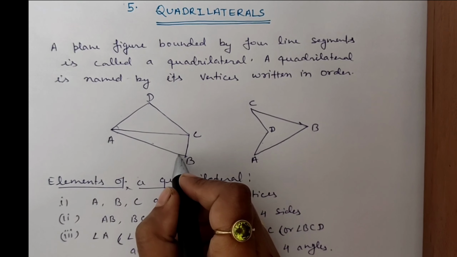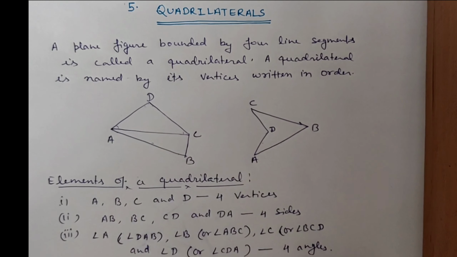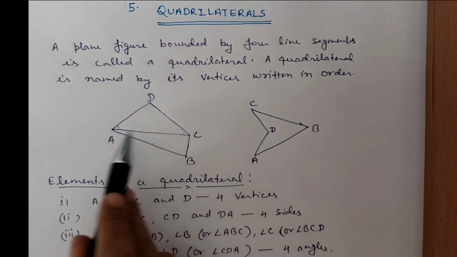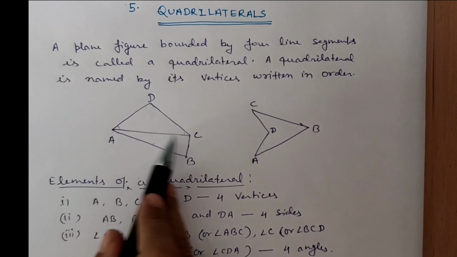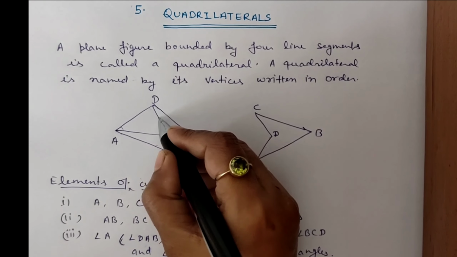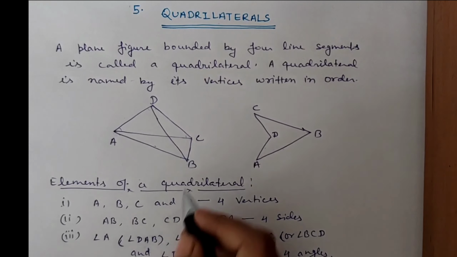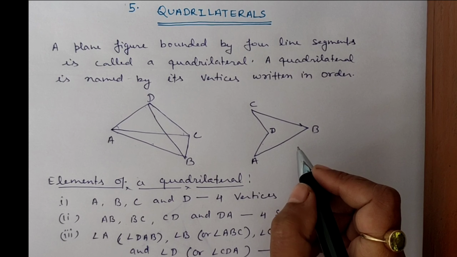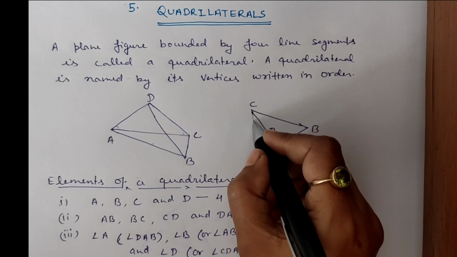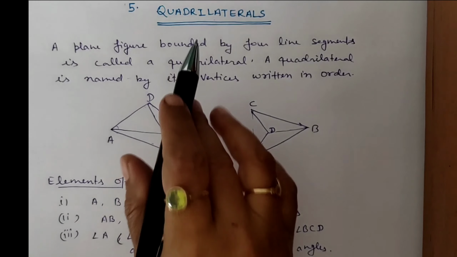Angle A, angle B, angle C and angle D. It has 4 angles also, and it has 2 diagonals here. When you join 2 opposite vertices, A and C, then you will get a diagonal. You join AC and then BD. So AC and BD, 2 diagonals are there in this quadrilateral.